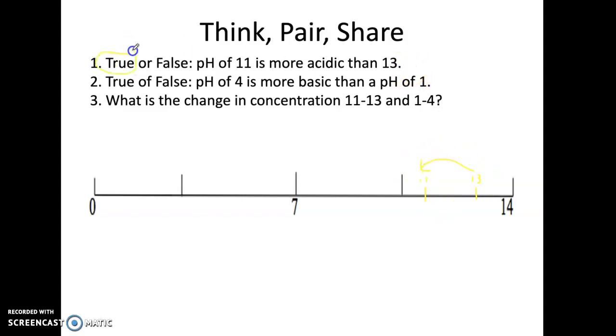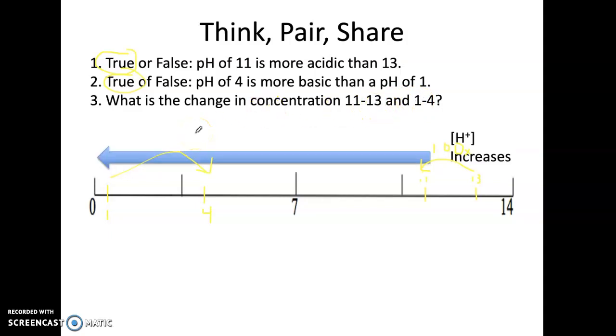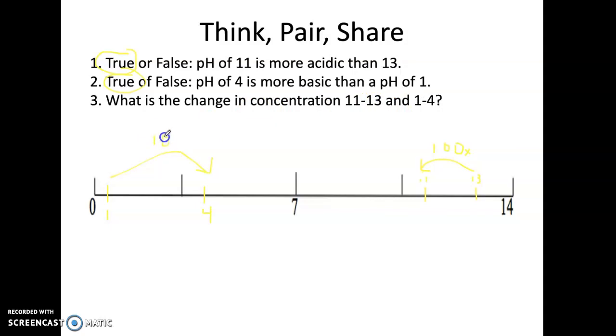pH of 4, which is about right here, we'll say, is more basic than 1. Anytime I'm moving this direction, I get more basic, so that is also true. And what is the change in concentration? Anytime I go one spot, it's 10 times. 2 spots would be 100, and 1 to 4 would be 1, 2, 3, and 4. So that would be a change of 3 pH values, so it would be 1,000 times more basic.